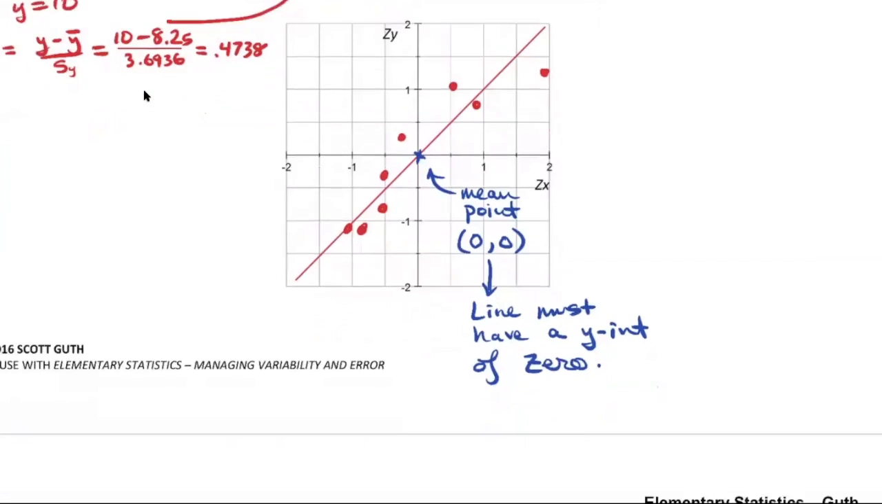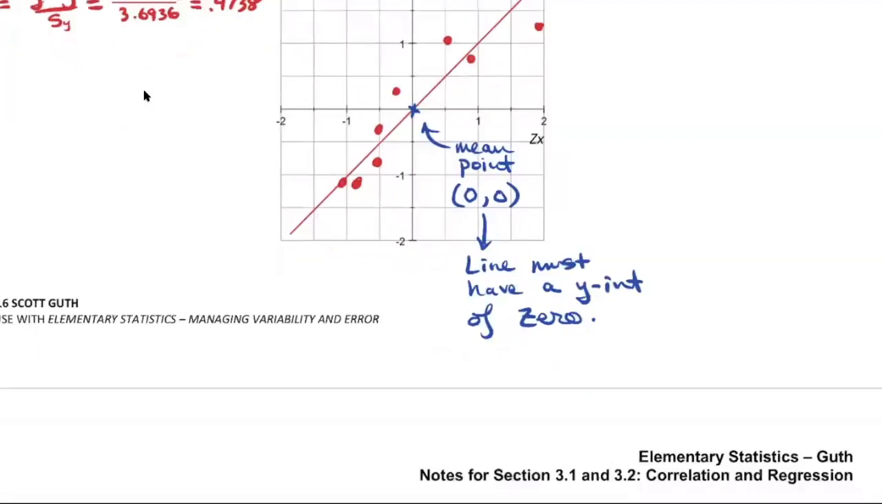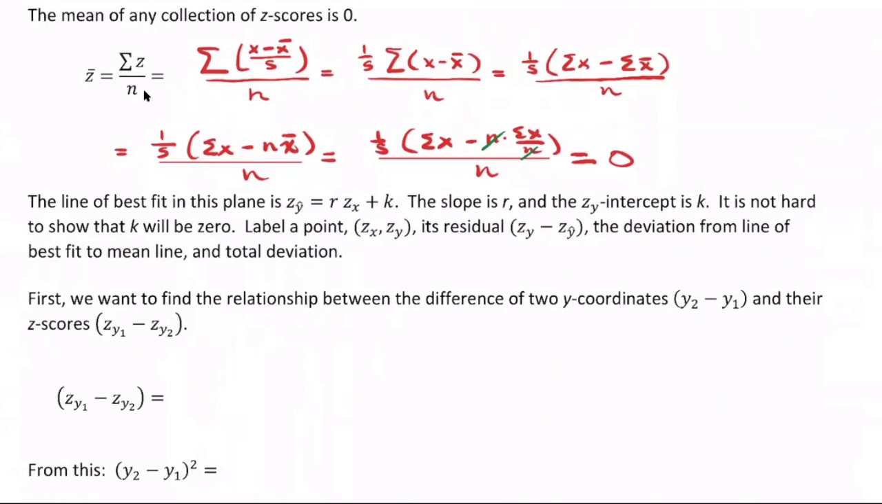Okay, so that's why we'll go ahead and continue with this. Instead of saying zy is r times zx plus k, we're going to just say zy hat is just r times zx, where r is the slope, and again, the y-intercept is 0.